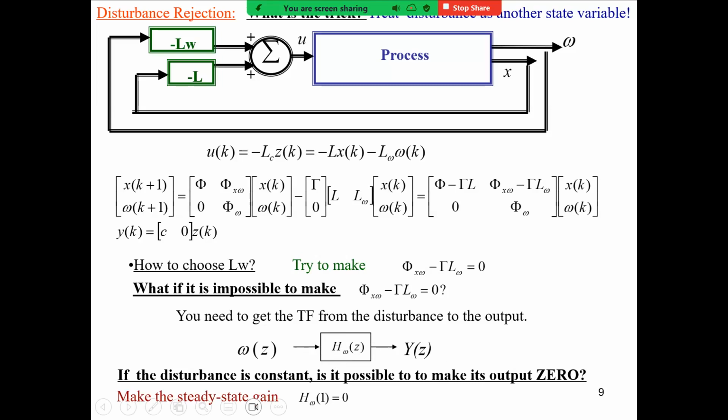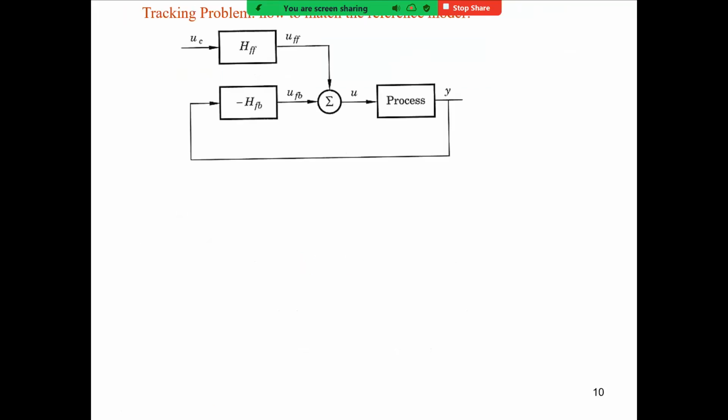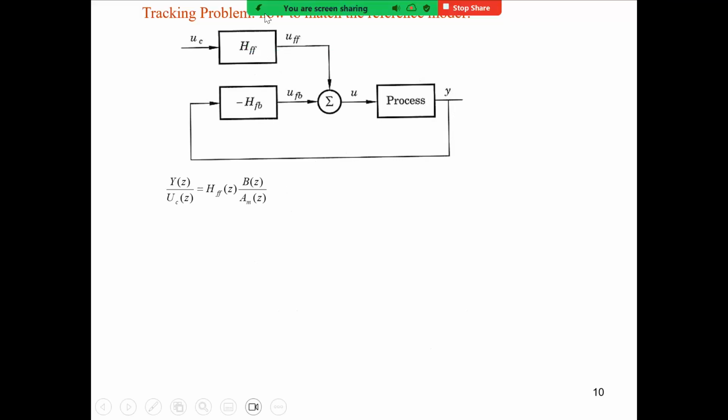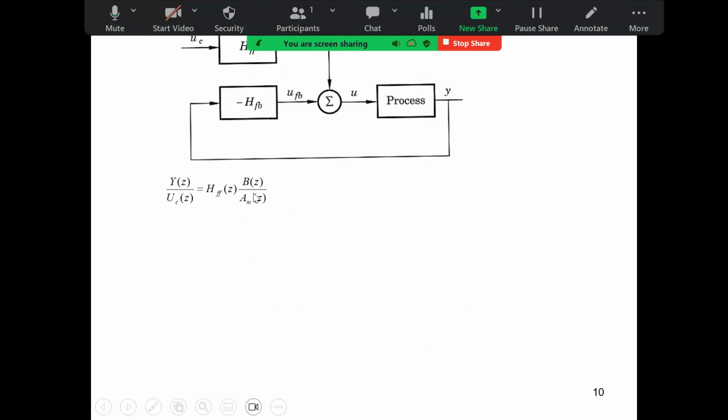Okay? Any questions? Then finally, we talk about the tracking, right? In order to solve the tracking problem, we want to follow the reference model completely. Then we need to design one extra, right? Not only the feedback controller, we design the feed-forward controller. We show that the overall controller will be just the feed-forward times B over AM. Then to make it match the reference model, we just design, right, this feed-forward controller to be BM over B.